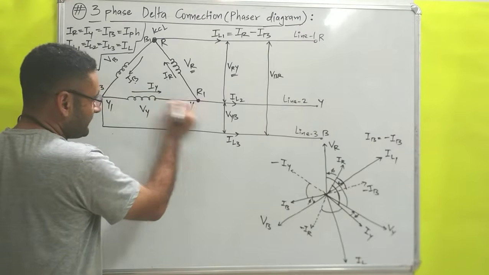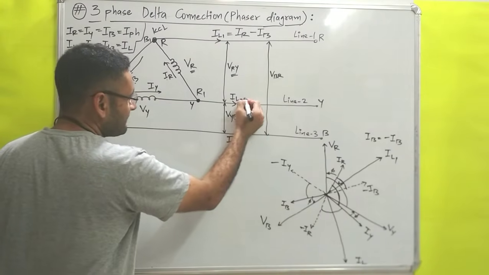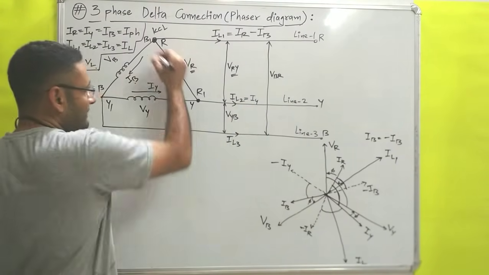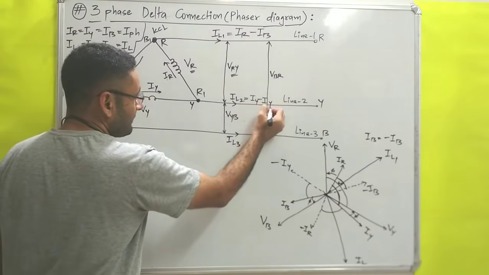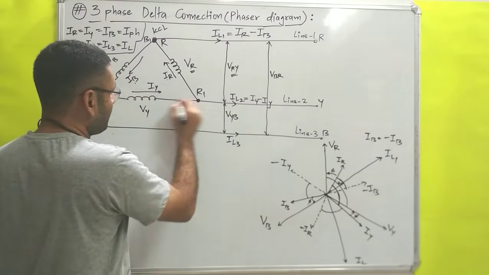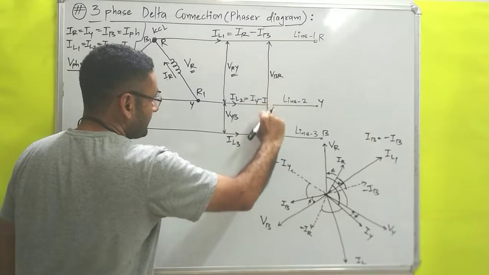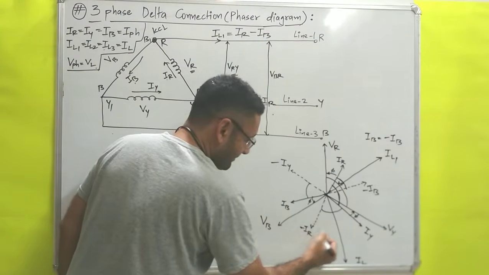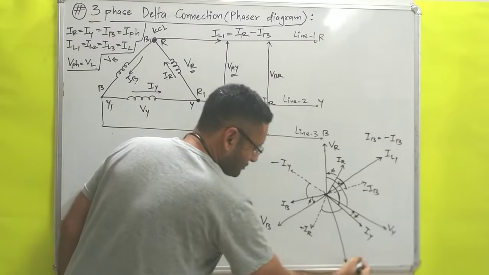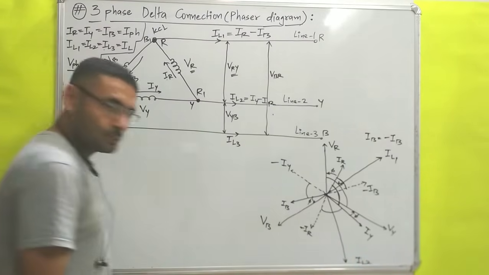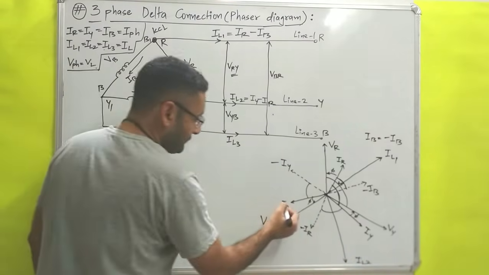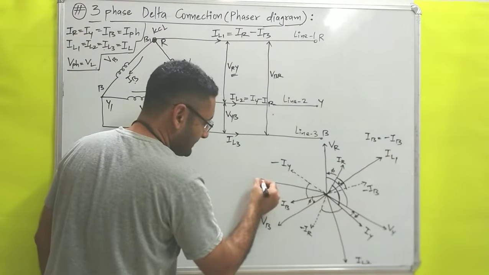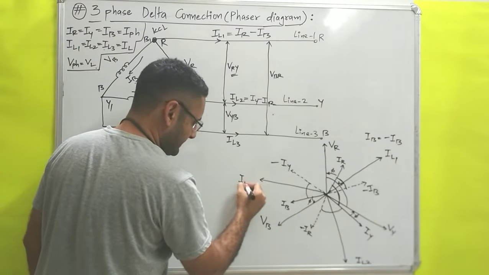How? Current entering is positive, so IY is positive, and leaving is negative, minus IR. So over here I will write IR. So IY minus IR. If you add both of these, you will get line current 2. Similarly, if you add both of these, you will get the resultant. How? IL3 it would be.